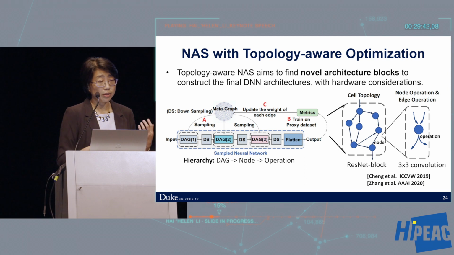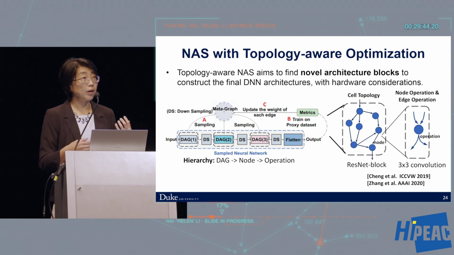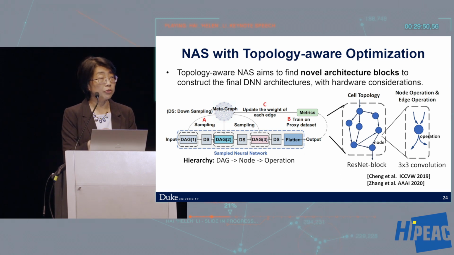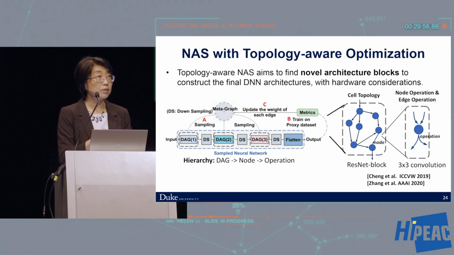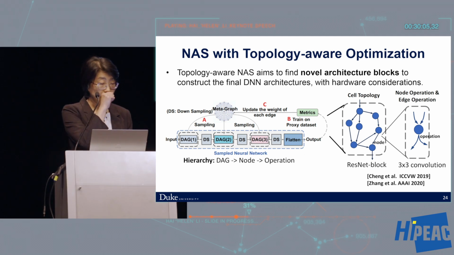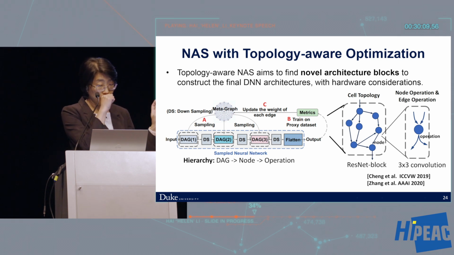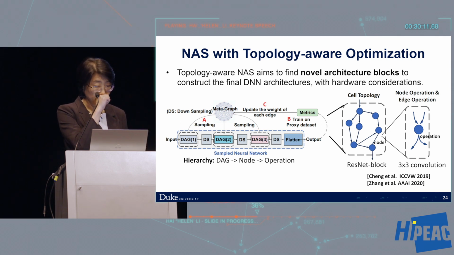So in this work, we call it topology-aware, as I mentioned. We are particularly interested in whether we can discover some new topologies and how to do this. So novel architecture blocks are our interest, and we would like to construct the final deep neural network architectures with those new blocks. On the left-hand side is an illustration of the overall structure of our designs.